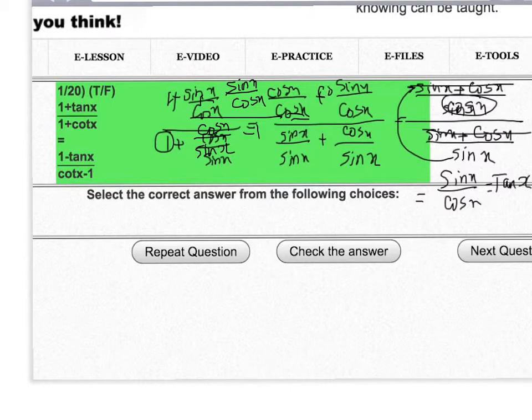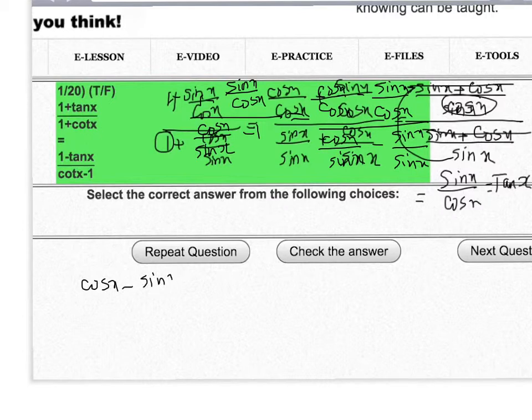So I can write this as cos x over cos x minus sine x over cos x, divided by cos x over sine x minus sine x over sine x. Now again, if you look, the denominators are the same, so I can just add and subtract the numerators. So I'm going to get in the numerator cos x minus sine x divided by cos x, divided by cos x minus sine x divided by sine x.